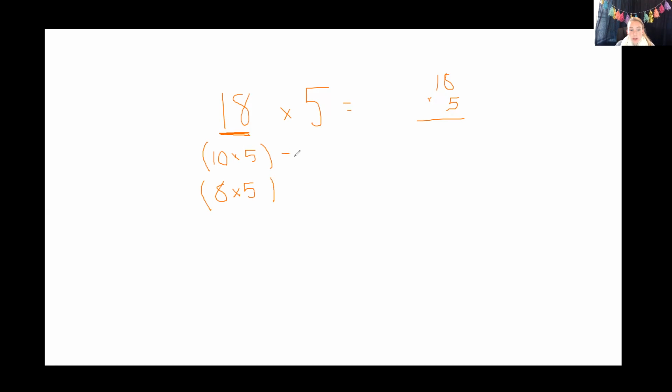And so for 10 times 5, I'm going to get 50. And for 8 times 5, I'm going to get 40. And once I get these, I can add them. And that's going to give me 90, and that's going to be my answer. We can think about this visually with arrays, and I'm going to show you how this works and why breaking it apart doesn't mess up our calculations, as long as we break it apart correctly.